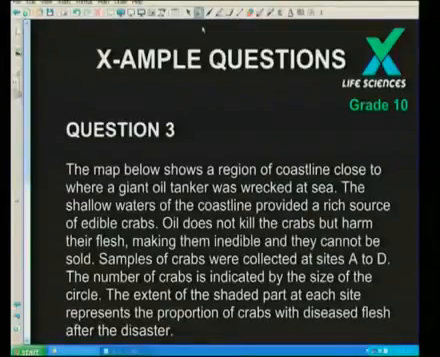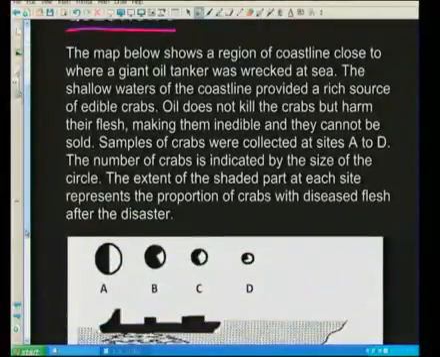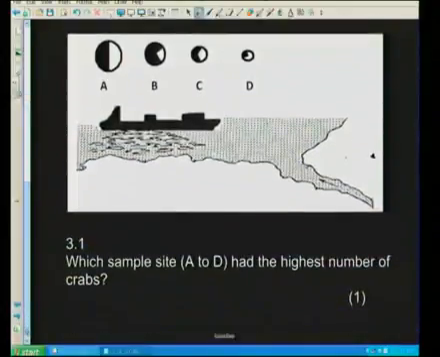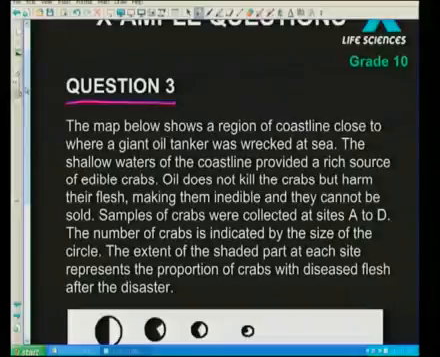All right, we are now on question 3, and it's a question that we need to read. Now, learners tend to look at the question, they just look at the diagram and they go straight onto the questions without reading the information above the diagram.